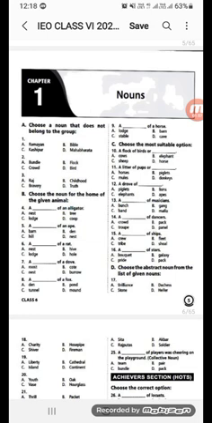Now collective nouns. Collective nouns are words that name a group of persons, places, animals or things which are thought of as a single unit. For example, a murder of crows. In the phrase a murder of crows, the word murder is an example of a collective noun because we use this word to refer to a group of crows.